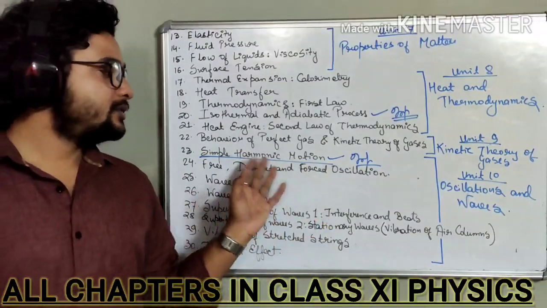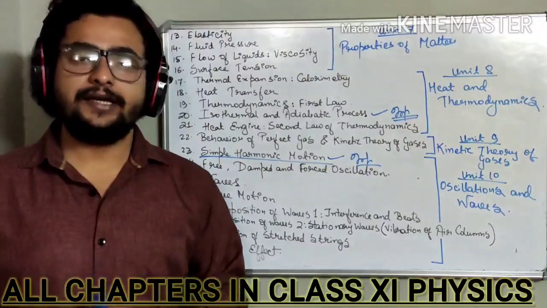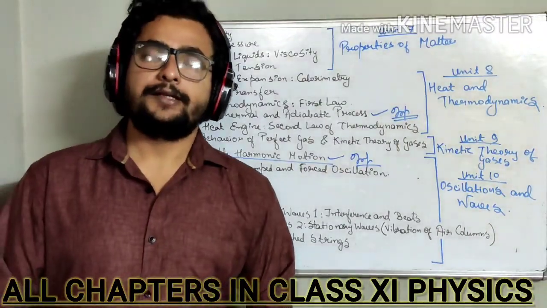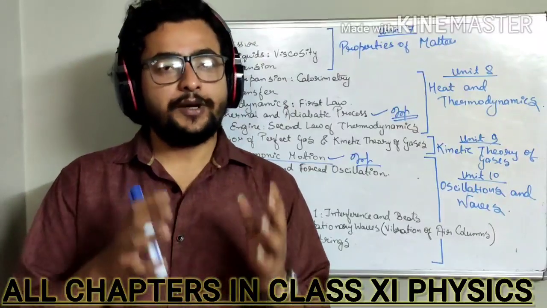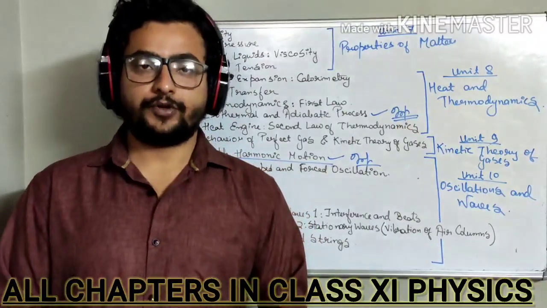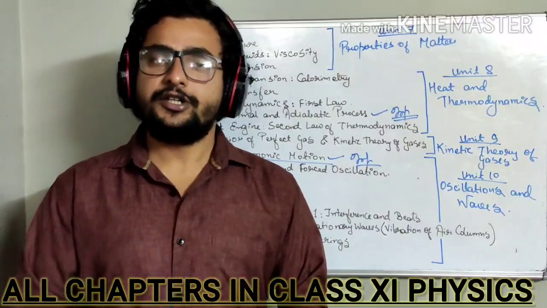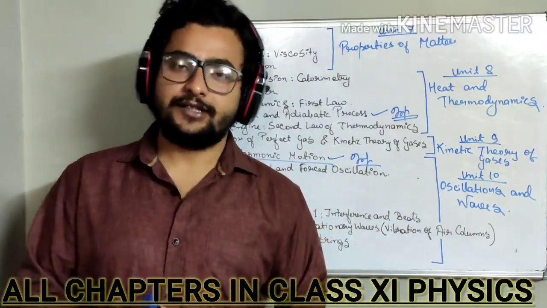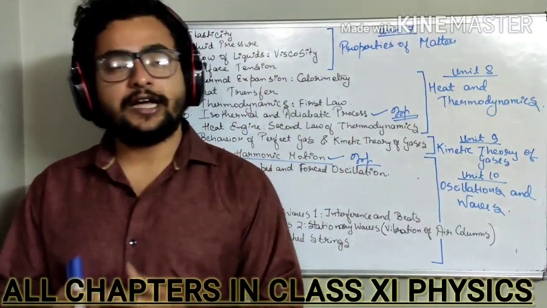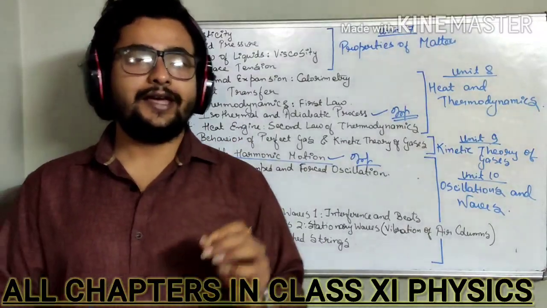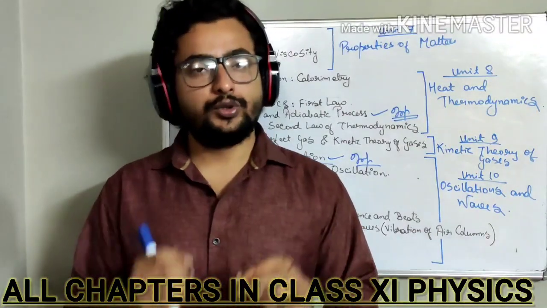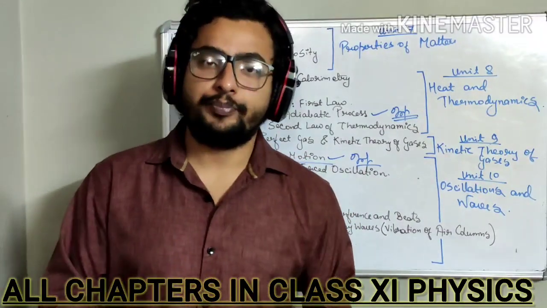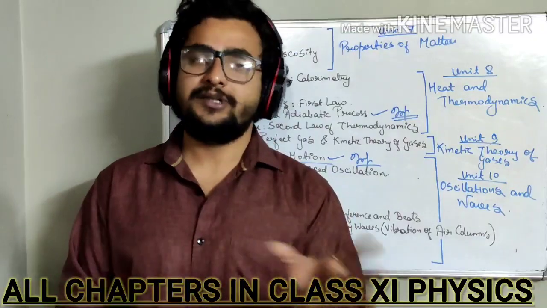Now simple harmonic motion, you can say in one word, is a special type of oscillatory motion. Now you know what is an oscillatory motion? When a body oscillates. So simple harmonic motion is not the same as oscillatory motion, but it is a special type of oscillatory motion. When a body is subjected to certain rules, that time we can say the body is executing an SHM. Simple harmonic motion, that means SHM.